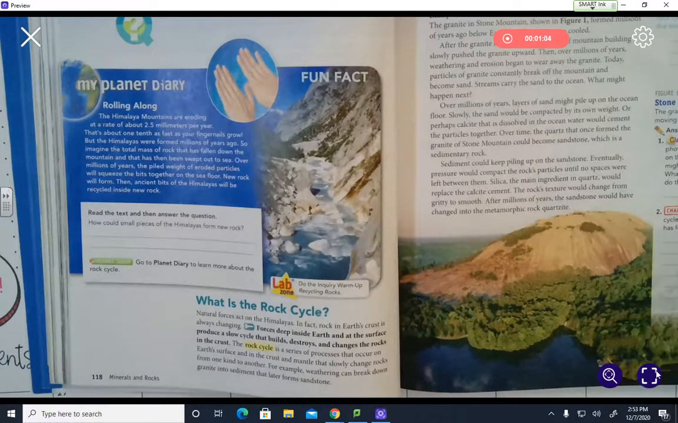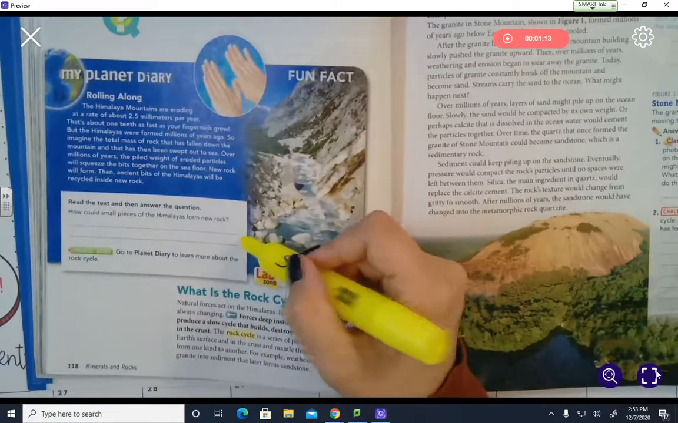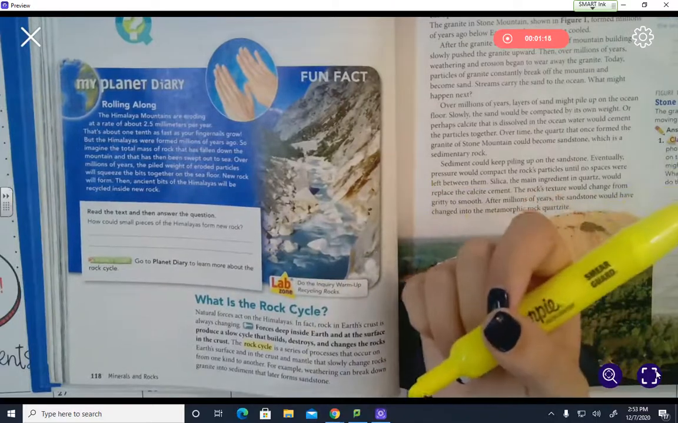So now it asks you to answer the question. How could small pieces of the Himalayas form new rock? Go ahead and answer that question right here and then move on with us.